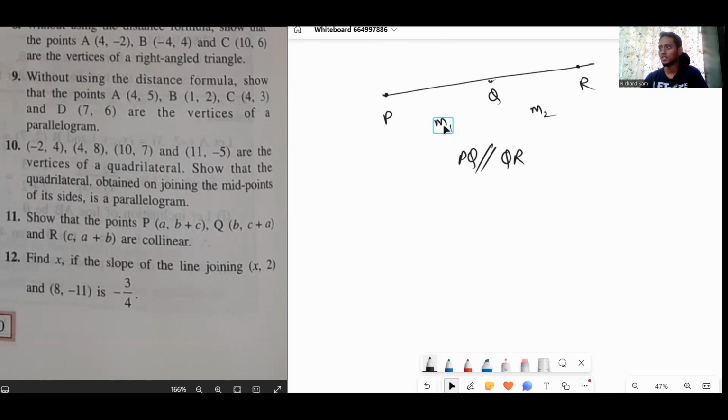All understood? What? No? Okay, leave it. This is a little high thinking. Okay, if you're able to understand, do it. If you can't, then skip it. Okay, just draw this diagram.